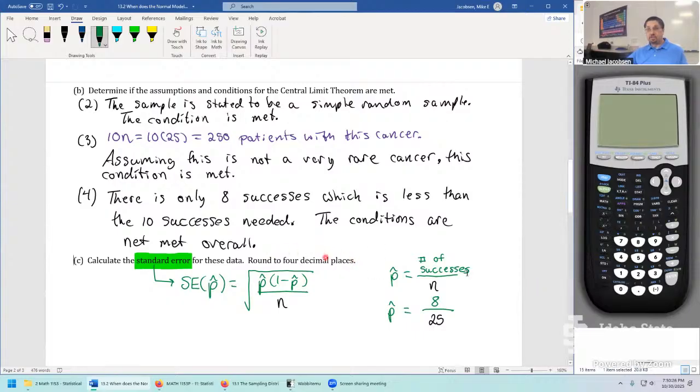We're rounding our end answer to 4 decimal places. So let's take 8 divided by 25. This one's kind of nice. We get 0.32. So now we can calculate the standard error. Any questions first on getting these two parts here? The formula, then the 0.32?